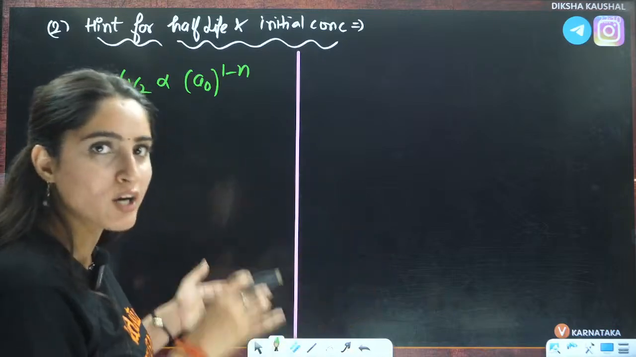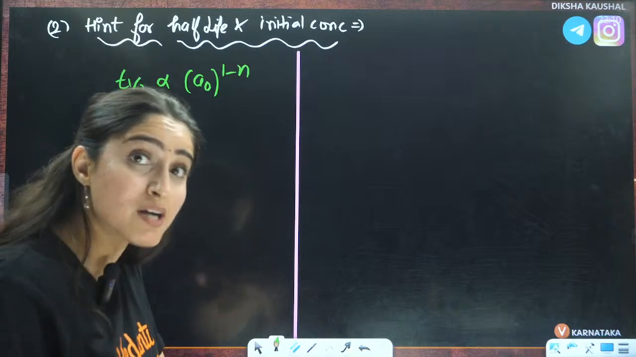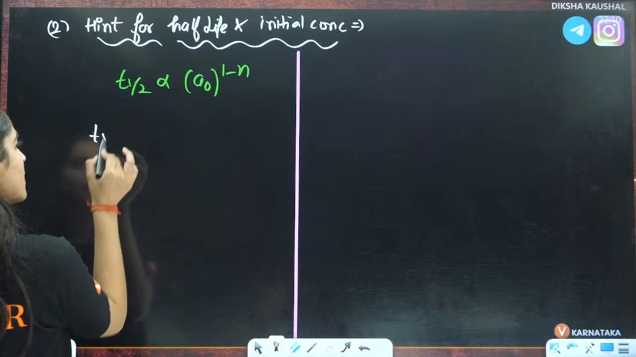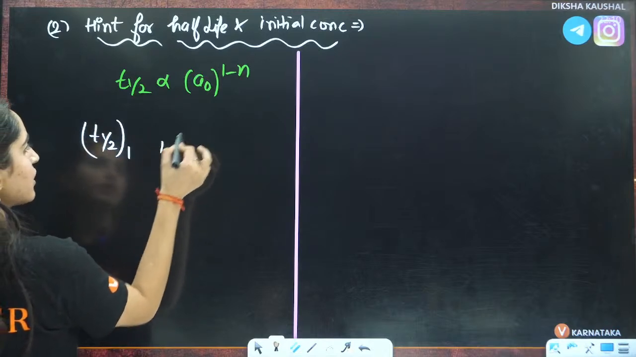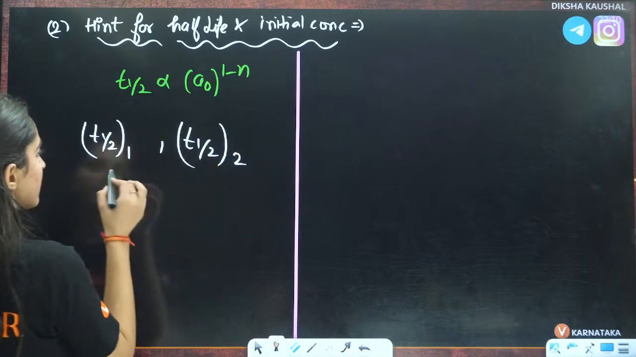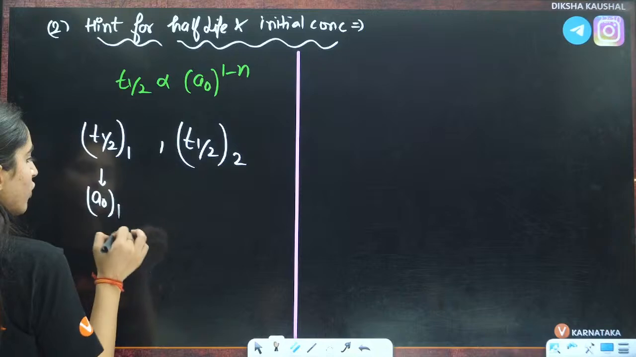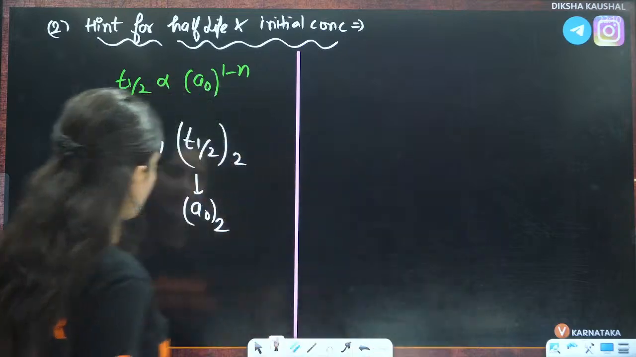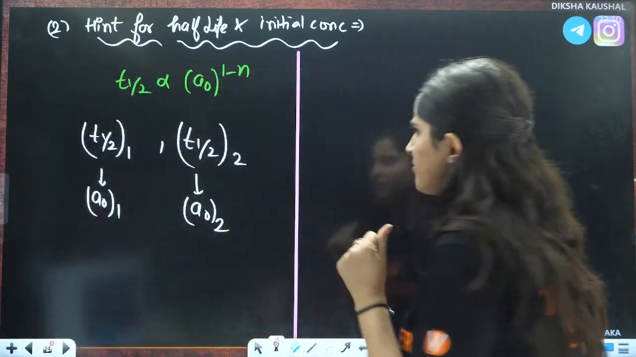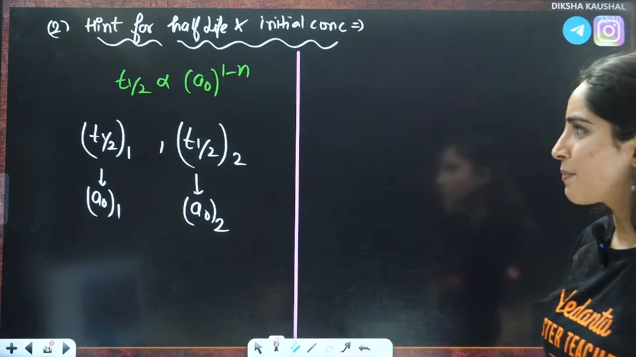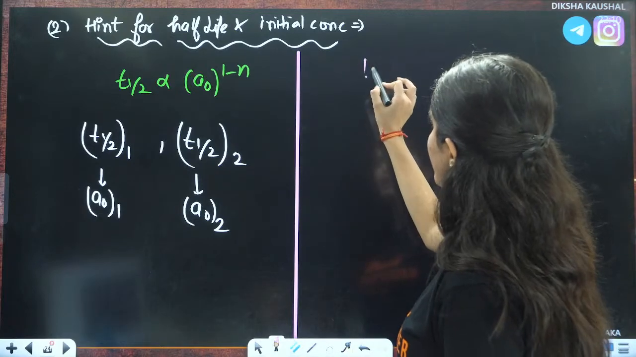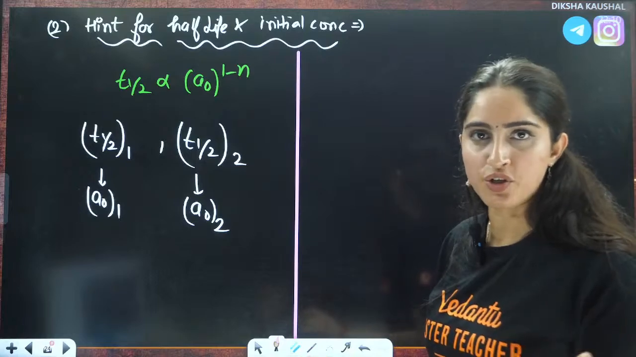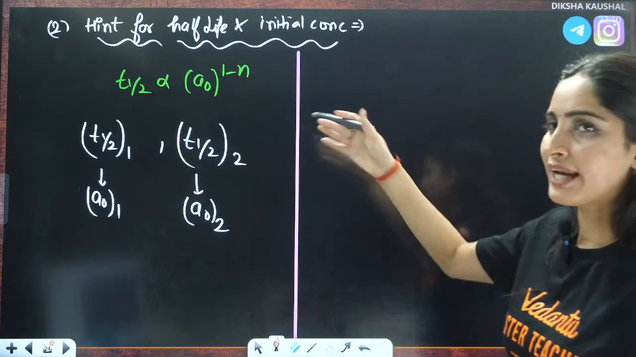For independent, what is the order? For dependent, directly, what is the order? For inversely, what is the order? What if they give you two conditions: T half first, T half at second time. Here the initial concentration is A naught 1, and initial concentration is A naught 2. Very rarely they can ask you this, but still, see what you will do here. I'll directly write the formula only. Okay, I'll do the derivation, but you don't need to remember the derivation, you just need to remember the direct formula.